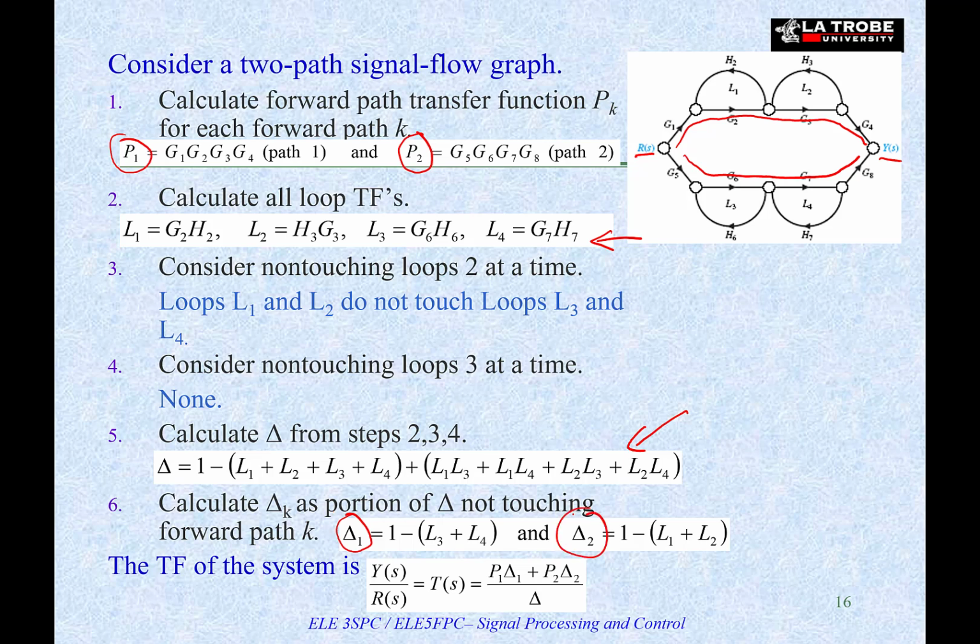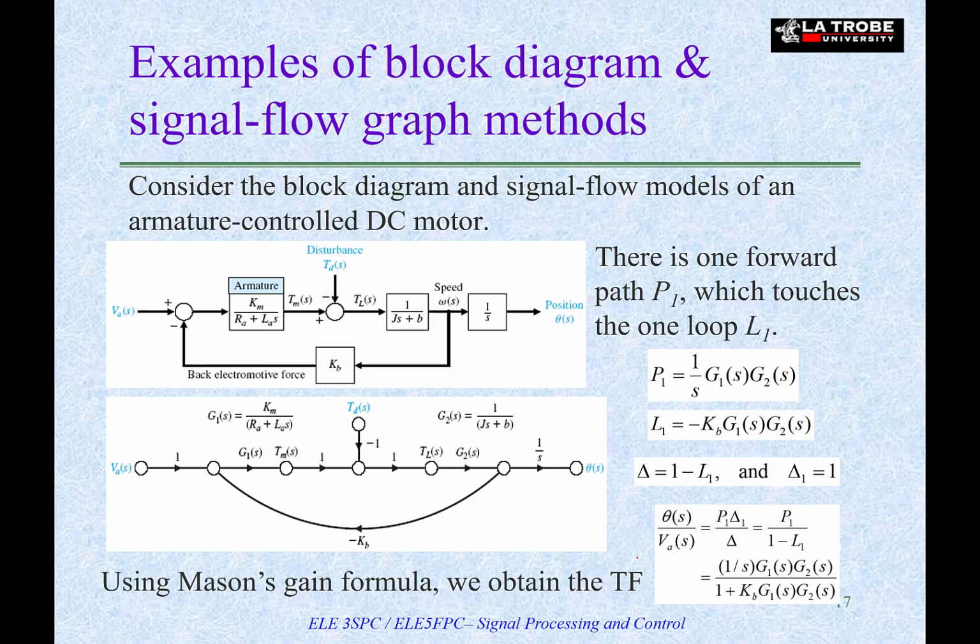After you calculate P1, P2, delta, delta 1, and delta 2, you should assemble them to find the transfer function of this signal flow graph. Now let's look at another example.